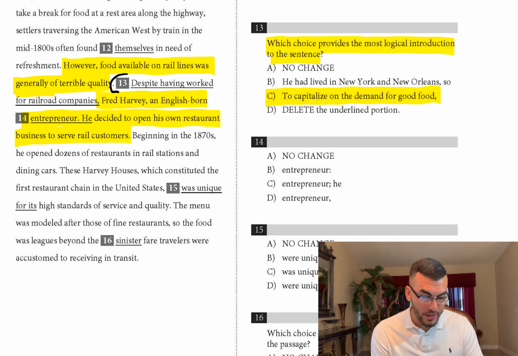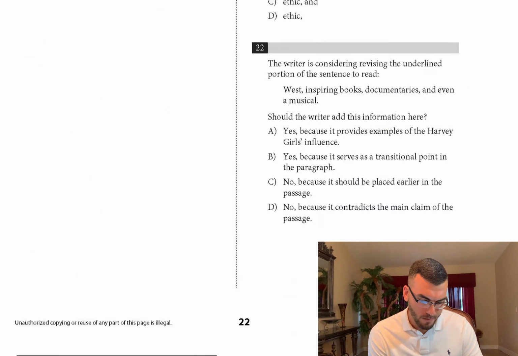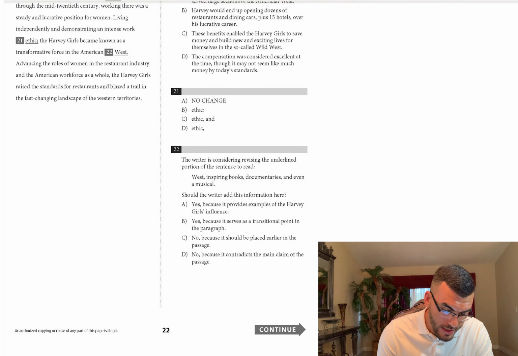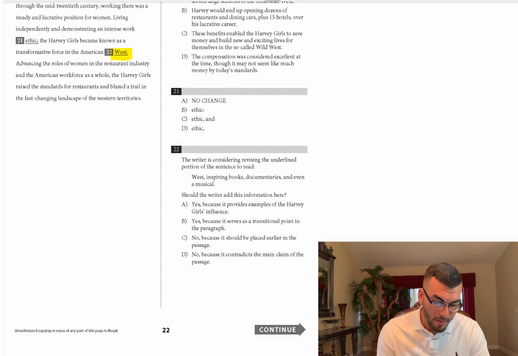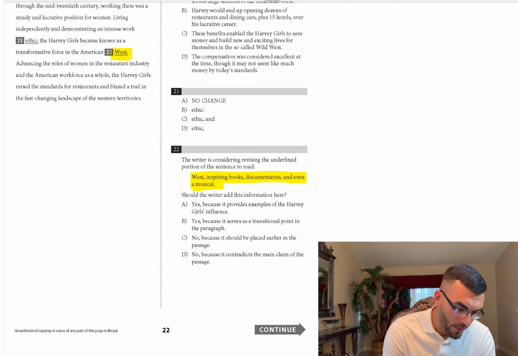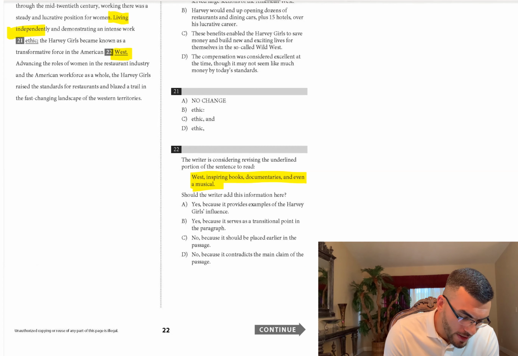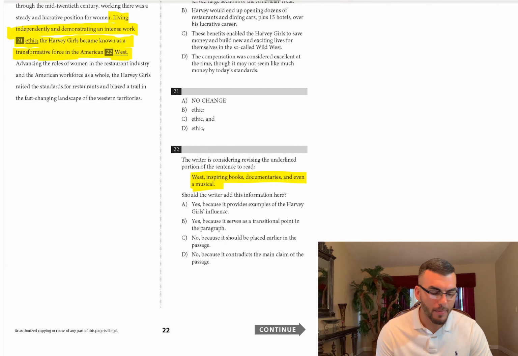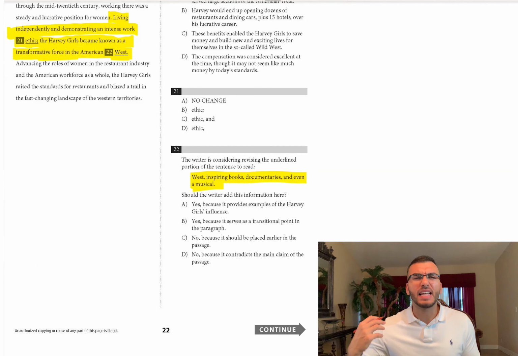Let's look at number 22. Okay, so 22 says the writer is considering revising the underlined portion of the sentence to read. So here's the underlined portion, and he's thinking of adding that portion here to the rest of the sentence. Well, let's read what came before that to even understand what's going on here. So living independently and demonstrating an intense work ethic, the Harvey girls became known as a transformative force in the American West. So they were living independently, with an intense work ethic.